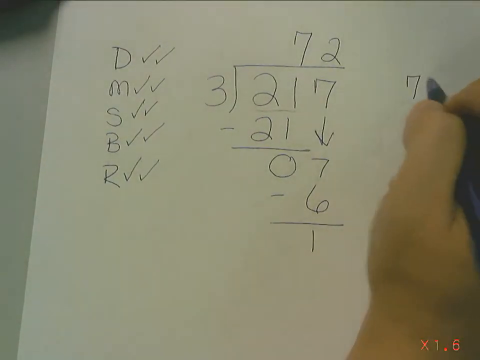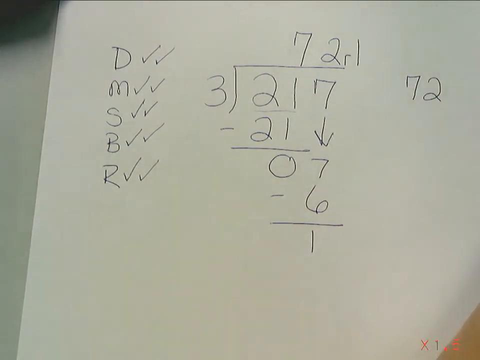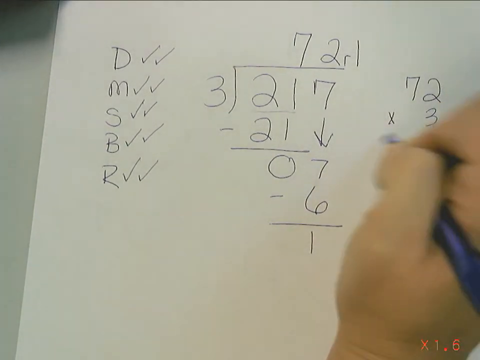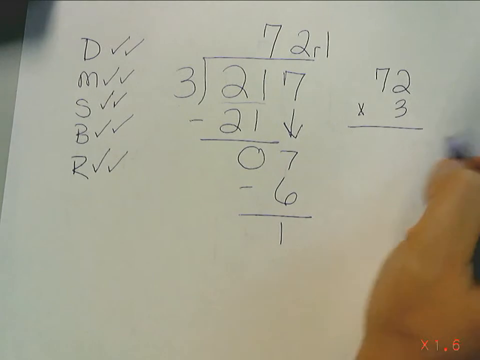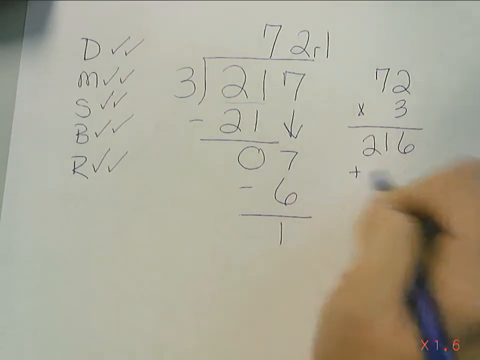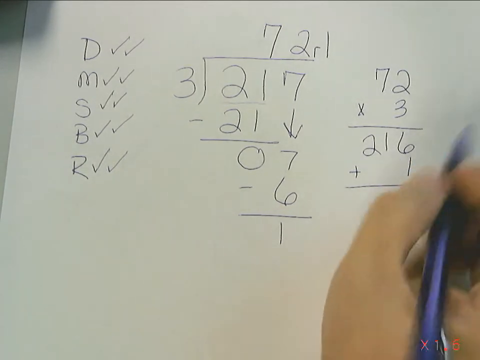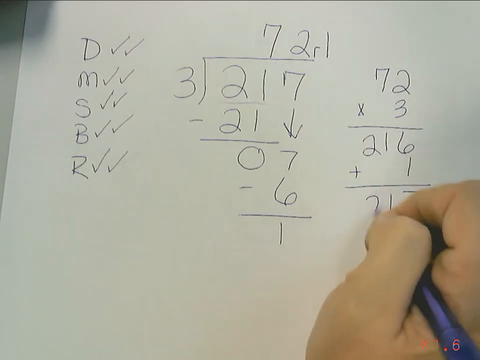To check, oops, I forgot to write my remainder up there. Take our quotient, 72, multiply it by our divisor. 3 times 2 is 6. 3 times 7 is 21. And we have to add in our remainder of 1. 6 plus 1 is 7. 1 plus nothing is 1. 2 plus nothing is 2.